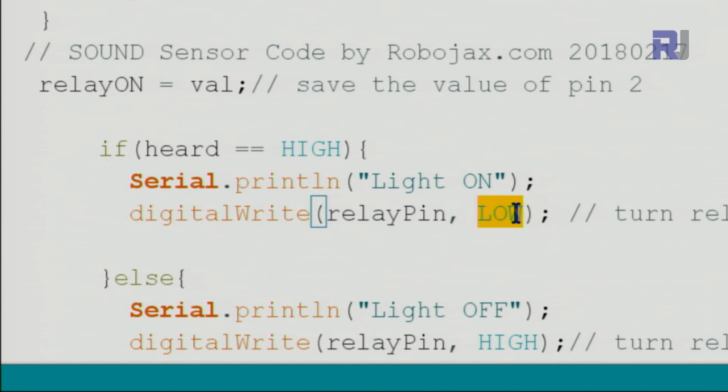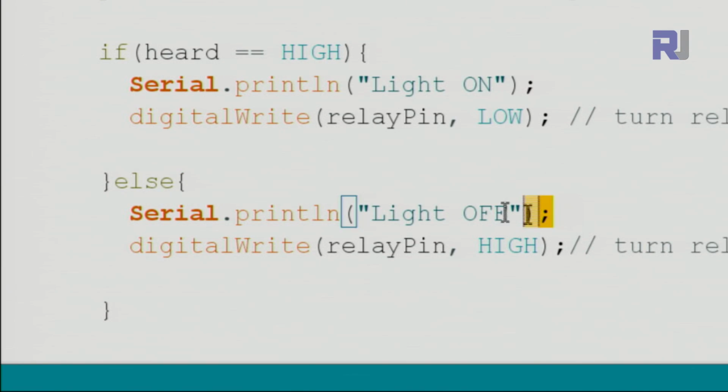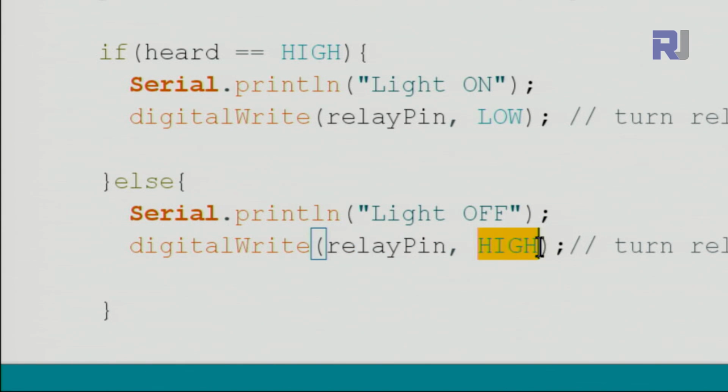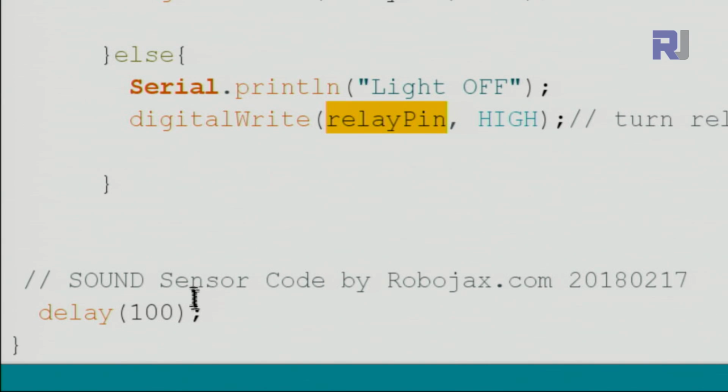The reason for sending low is that the relay module that I'm using is low trigger and it will turn on using low signal. If this is not true, then else we print this text light off, and then we send high signal to the relay pin. This way the relay will be off, and then we wait 100 milliseconds and the loop will continuously do the same thing.